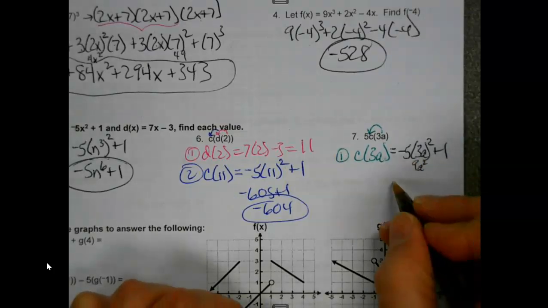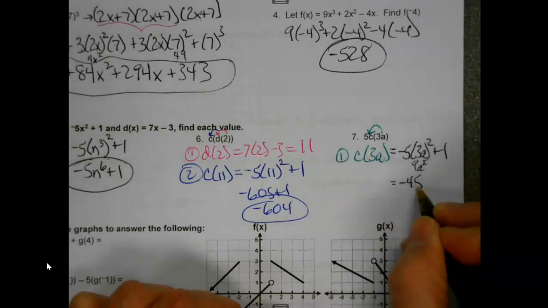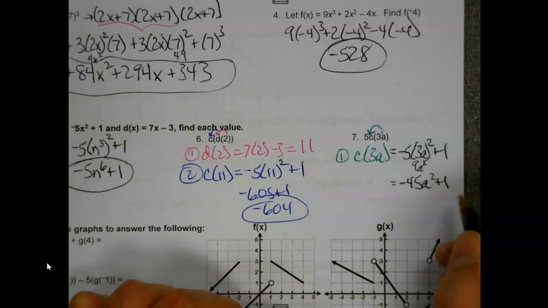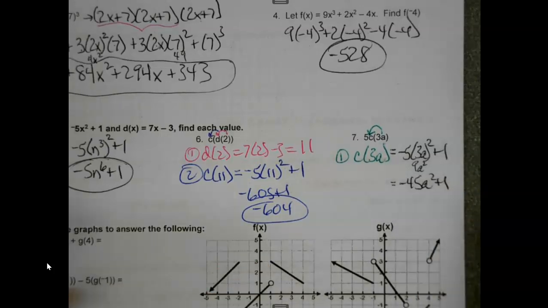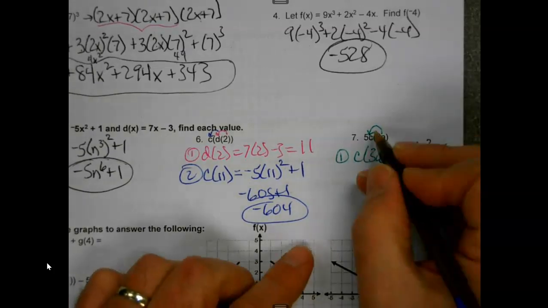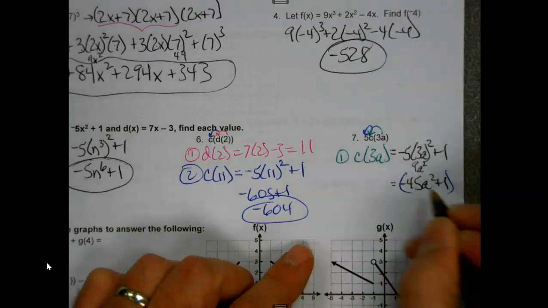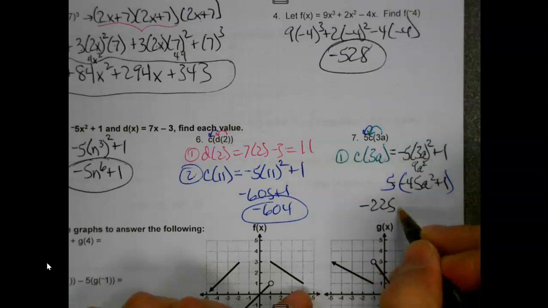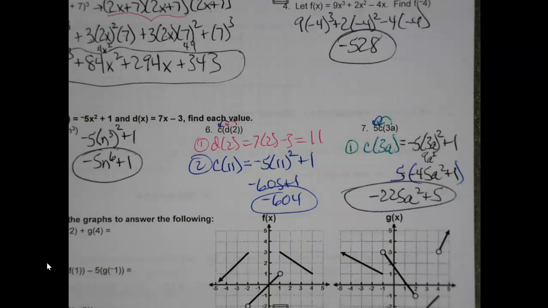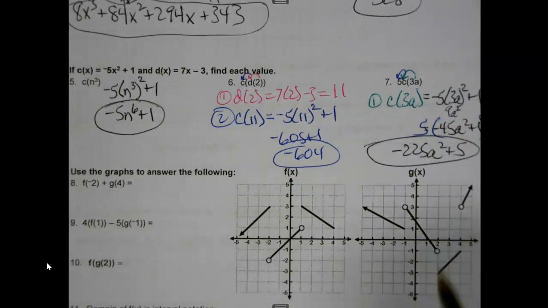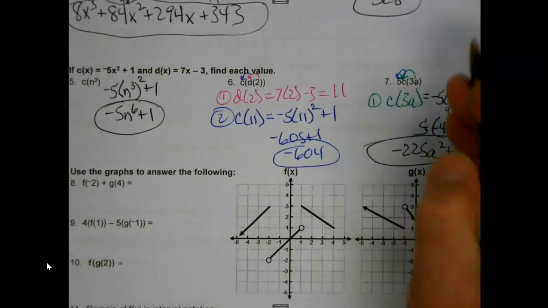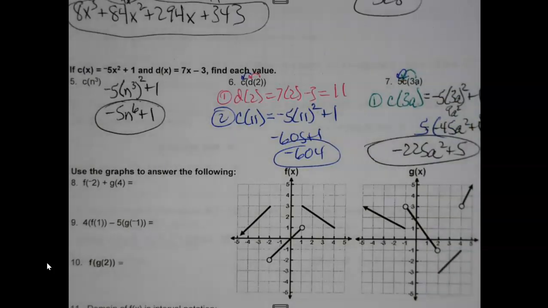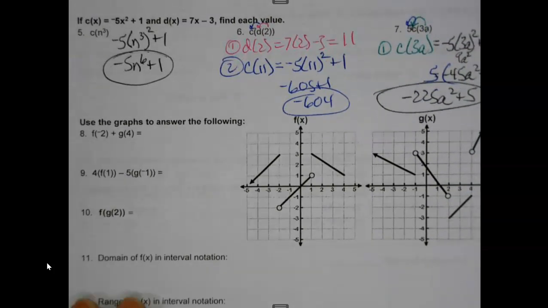So -5 times -9, -5 times 9 is -45a squared plus 1. But now you're going to multiply that times 5 and get that done. Okay, so 3a into C, and then times by 5. There's no more places to substitute into.